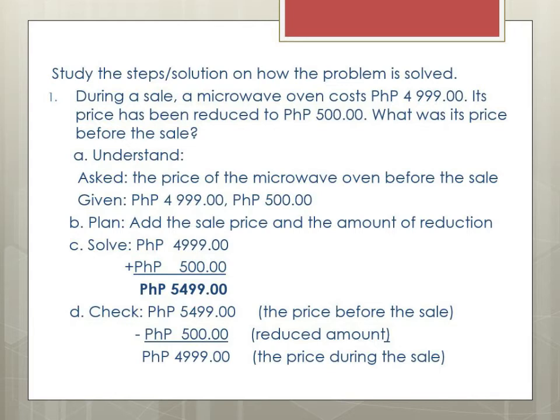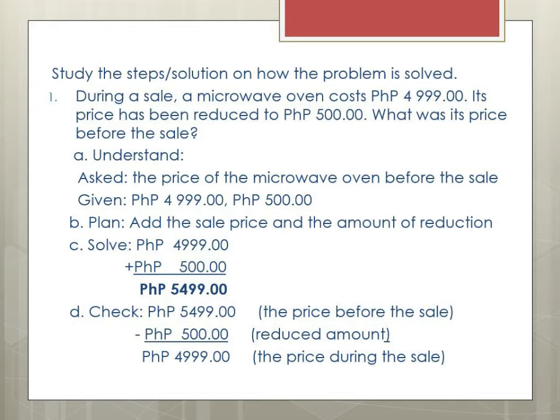Now for letter B, you need to plan. So add the sale price and the amount of reduction. Why do you need to add? Because it is the price before the sale. So for the solution, we have 4,999 pesos plus 500 pesos.